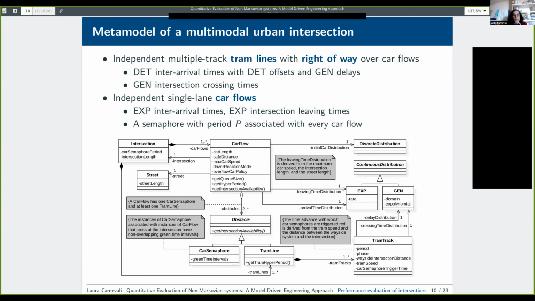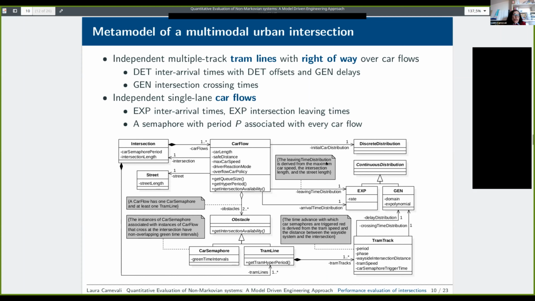And then on the other side, we have car flows. Car flows are characterized by other parameters. In particular, car flows are associated with a semaphore, and all the semaphores of the car flows have the same period. They could also have different periods, but we consider the same period just to simplify the presentation. And then we consider exponential distributions for the inter-arrival times and the intersection leaving times.